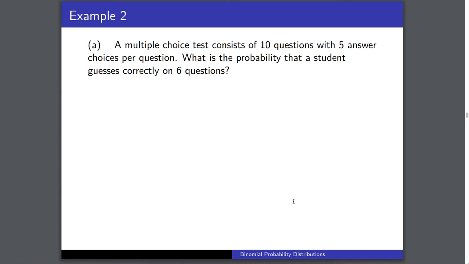All right, example 2: a multiple choice test consists of 10 questions with 5 answer choices per question. So maybe like A, B, C, D, E. What is the probability that a student guesses correctly on 6 questions? So let's say they need to get a 60% to pass, and they're trying to calculate what are the chances I get 60% on this by purely guessing alone, which hopefully you are not doing.